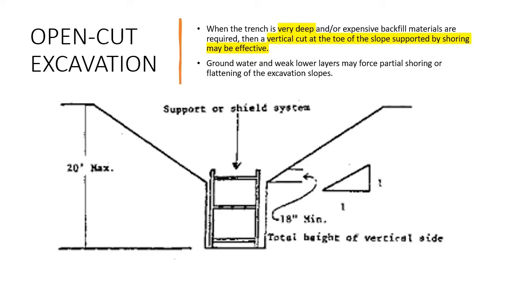However, when the trench is very deep, backfill materials are required. Then a vertical cut at the toe of the slope supported by shoring may be effective. So ini shoring lah. Strut. So groundwater and weak lower layers may force partial shoring or flattening of the excavation slope. Jadi tak perlu kita nak potong sampai sini. Kita just boleh trenching, buat macam ni. Tapi kita kena ada shoring lah.